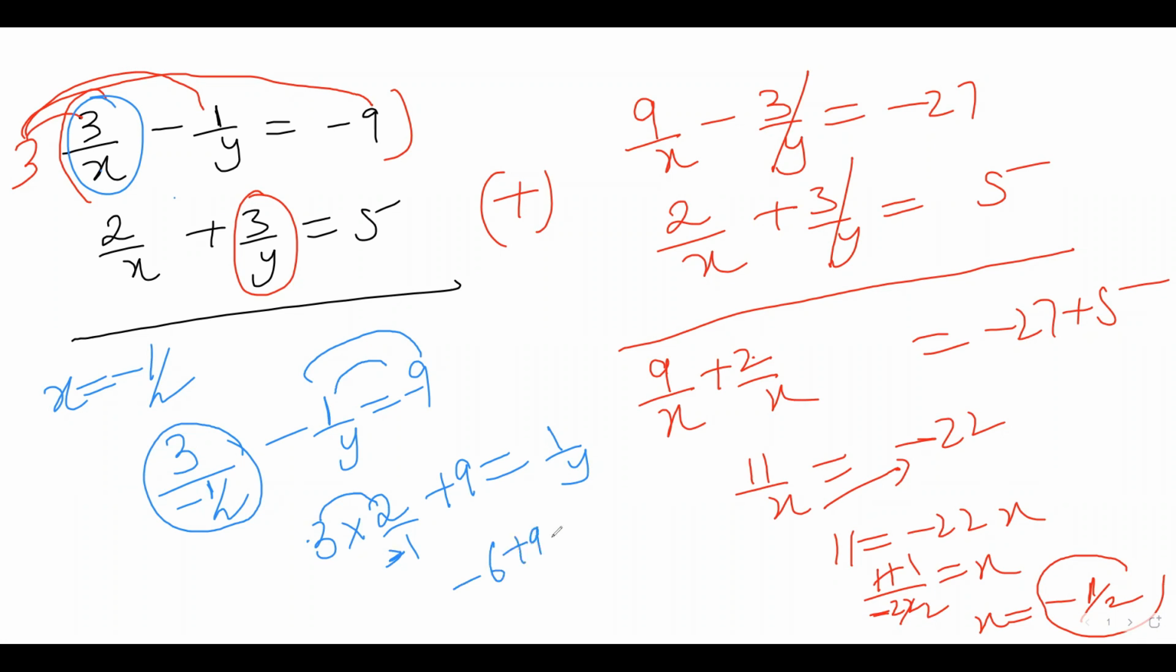Minus 6 plus 9 is equal to 1 by y. Minus 6 plus 9 is 3, is equal to 1 by y. Cross multiply, 3y is equal to 1, y is equal to 1 by 3. So same answer I will get. X is equal to minus 1 by 2, y is equal to 1 by 3.